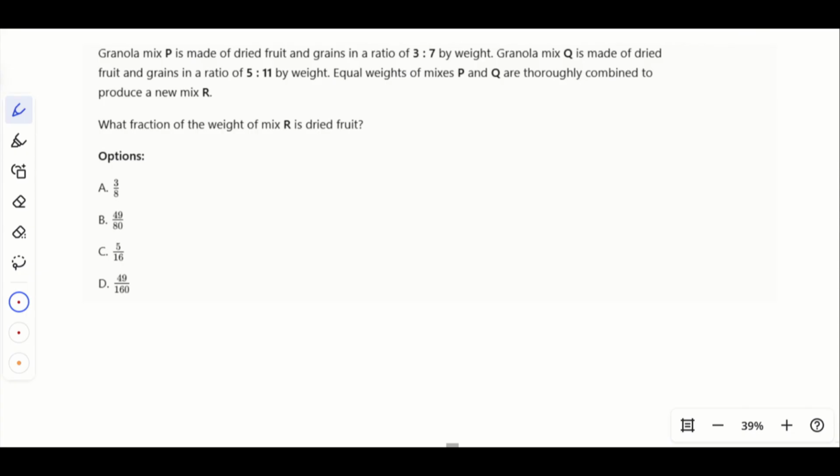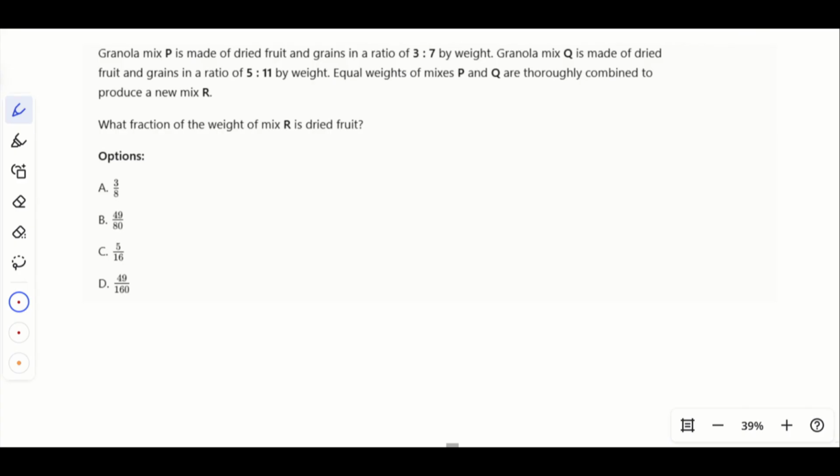Granola mix P is made of dried fruit and grains in the ratio of 3 is to 7 by weight. Granola mix Q is made of dried fruit and grains in the ratio 5 is to 11 by weight. Equal weights of mixes P and Q are thoroughly combined to produce a new mix called R. We have to find what fraction of the weight of mix R is dried fruit.